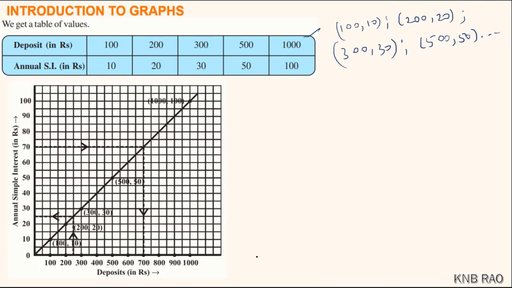So, this would be the graph. Here I am giving the graph directly, where on the x-axis deposit in rupees is considered and annual simple interest is taken on the y-axis. For (100, 10), on the x-axis I am taking 2 units as 100 rupees, on the y-axis 2 units as 10 rupees. An appropriate scale is to be chosen and I have plotted the points (100, 10), (200, 20), (300, 30), and it is a linear graph after joining them.